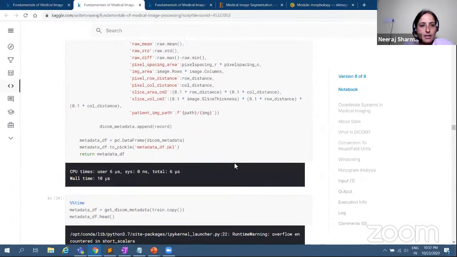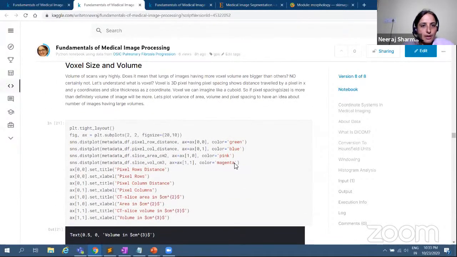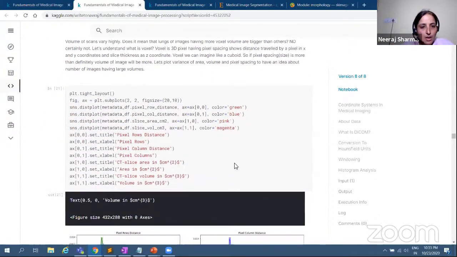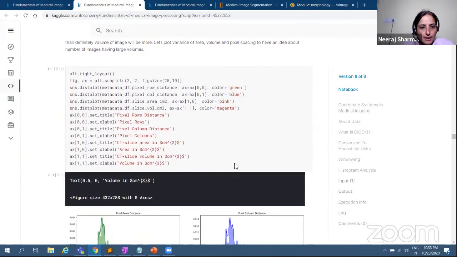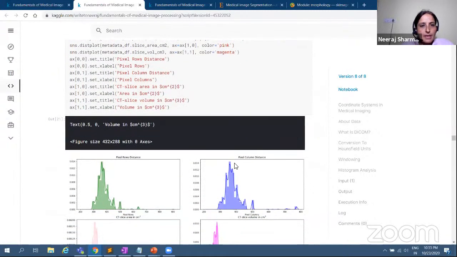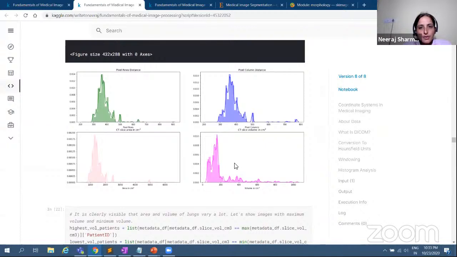This is the slice area and slice volume. Okay, we have not calculated the voxel area or the voxel volume. We have calculated the slice area and slice volume. So here I'm plotting four graphs which show the pixel rows and pixel columns, that means the distance covered by the pixels, and then the slice area and slice volume. If we see this, there is a lot of variance between these values.